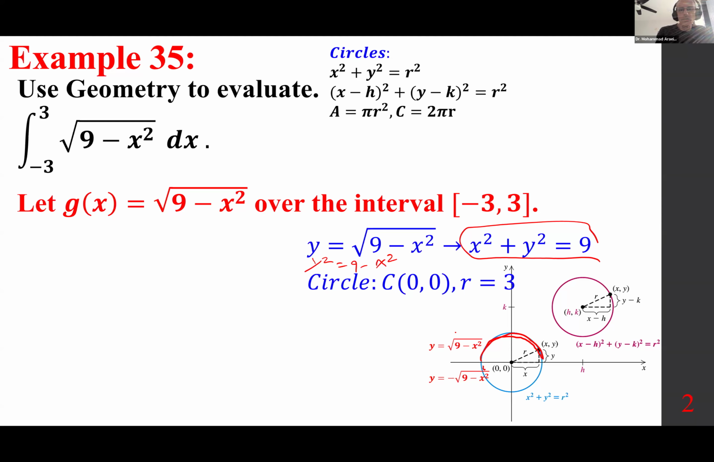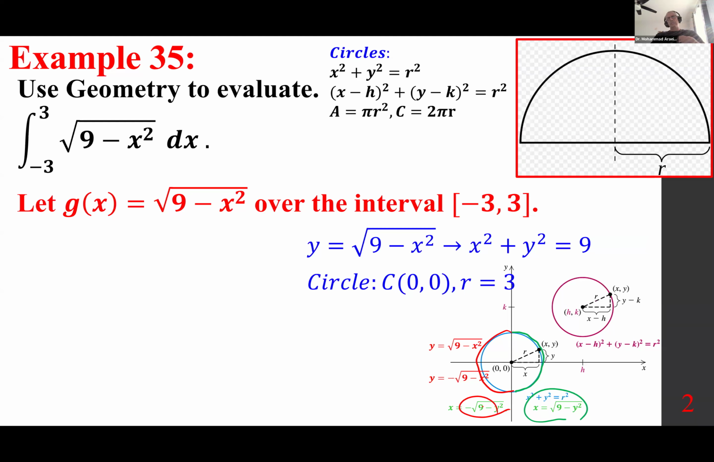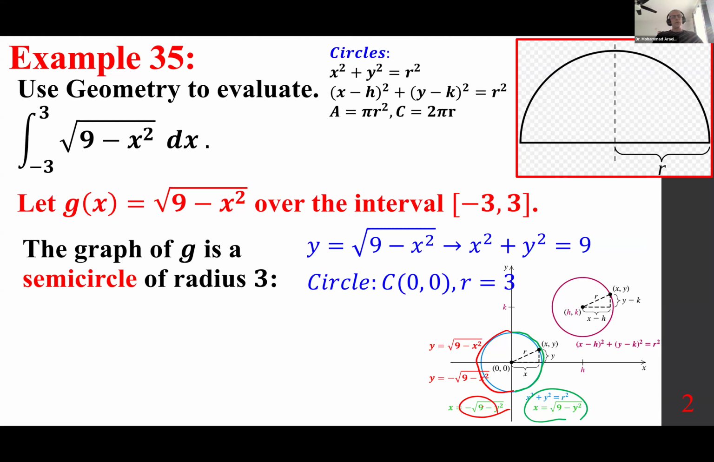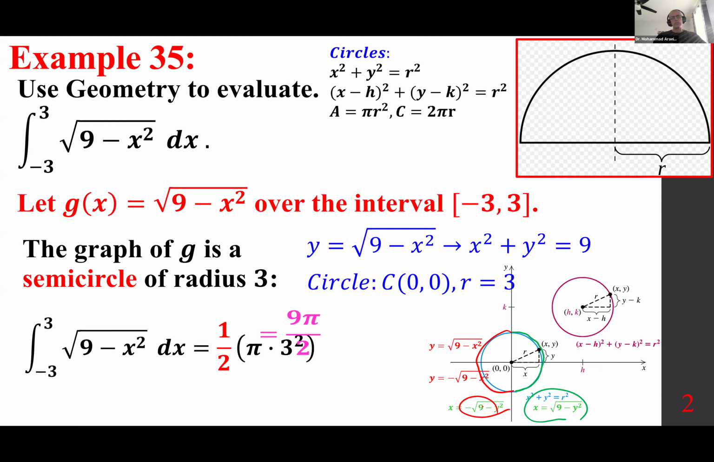The other thing I want to mention: the top portion has the positive root of y, and the bottom one takes a negative. Also, we have the right and left. Here's the right side. Here's the left side. And so anyways, this is a graph of a semicircle of radius 3. So pi r squared times 1/2 gives us the answer, which is 9 pi over 2. So that's pretty straightforward, everybody.